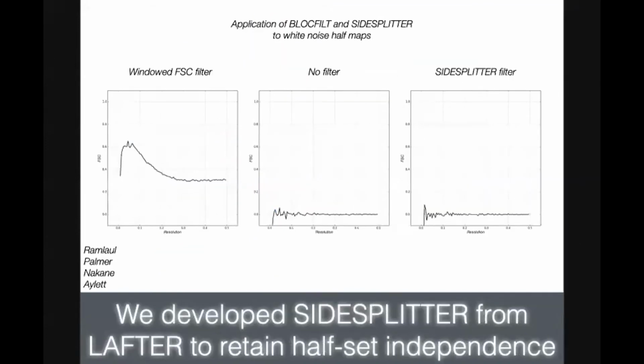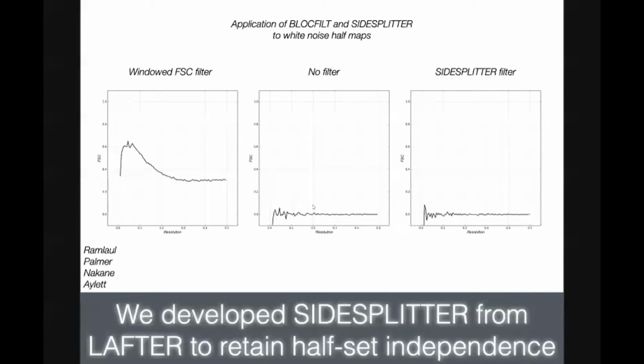We weren't able to just use LAFTER for this because we need to maintain the grayscale for the refinement program, and importantly to maintain the independence between the half sets, because otherwise we can't calculate our FSCs, and we also don't know what's noise and what's signal. So here I can show you that if we did a standard windowed FSC filter, like Blocres, which is the one I showed you earlier, between two white noise half maps, we actually get a significant FSC correlation right the way out to Nyquist.